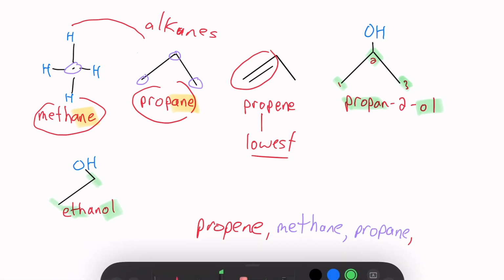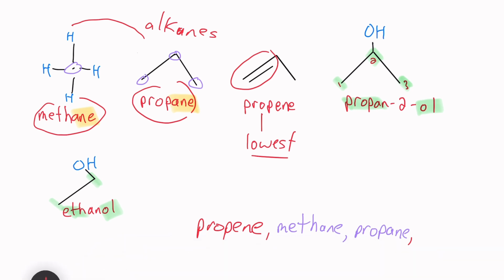So that being said, that would mean that since ethanol has fewer carbons, it would have a lower boiling point than propan-2-ol. Let's take a look at another example.